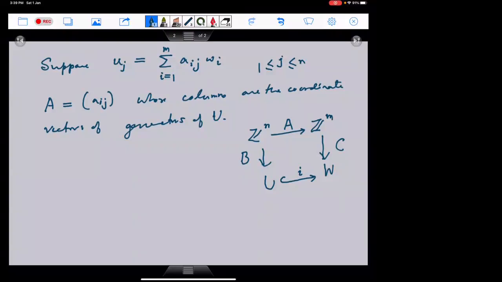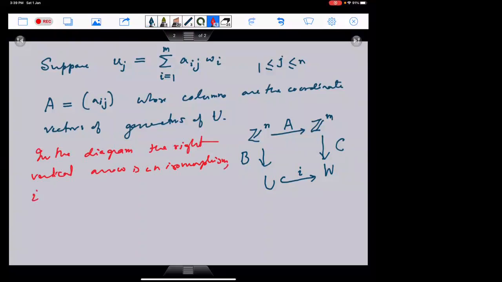So in the diagram, the right vertical arrow is an isomorphism. I is the inclusion map.